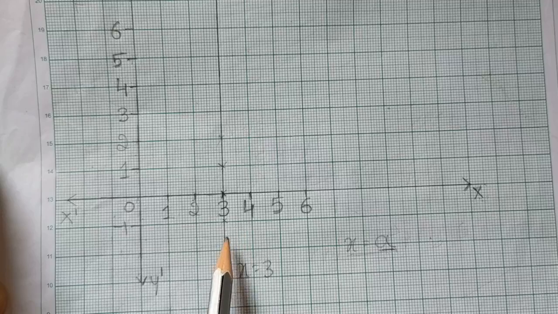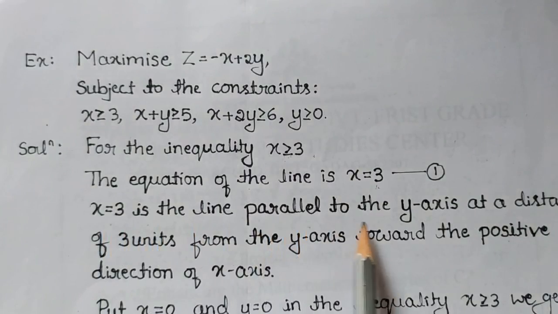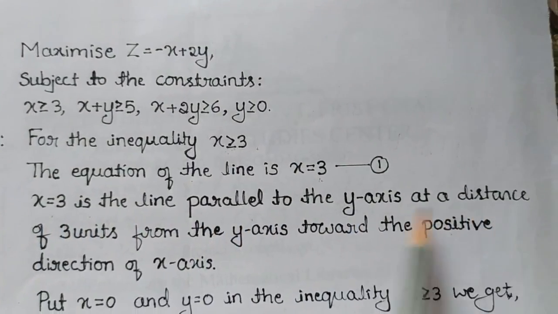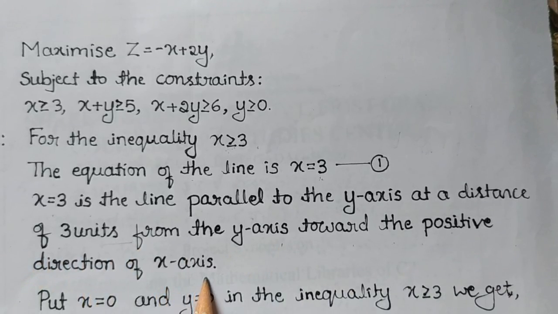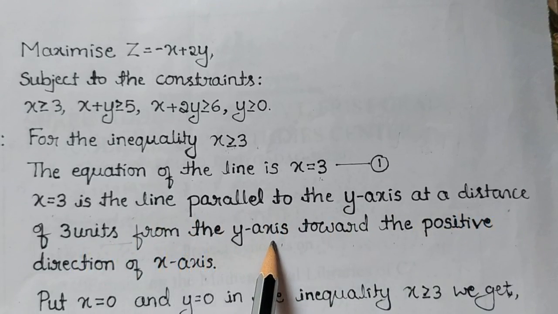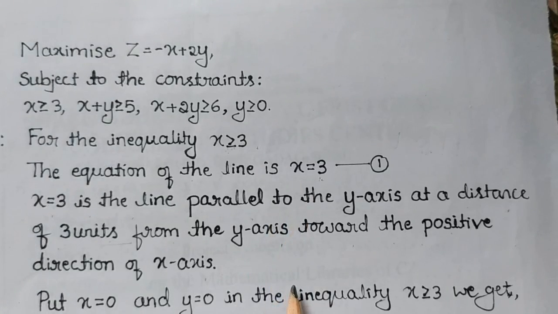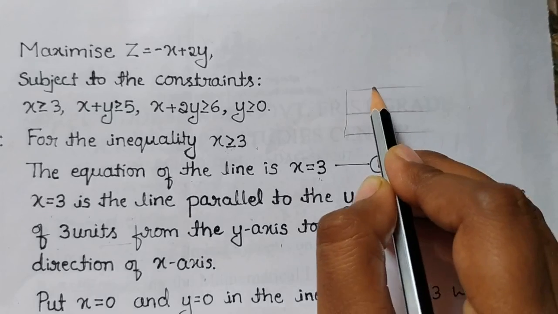So directly we can write, x equals 3 is the line parallel to the y-axis at a distance of 3 units from the y-axis towards the positive direction of the x-axis. Or you can also say that it is the line parallel to the y-axis at a distance of 3 units to the right side of the y-axis. If you have not understood this concept, then you can also use the points to draw the line.